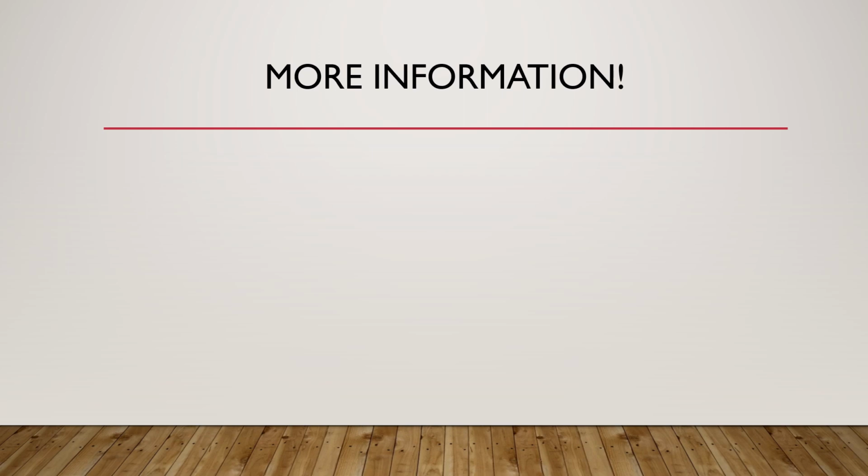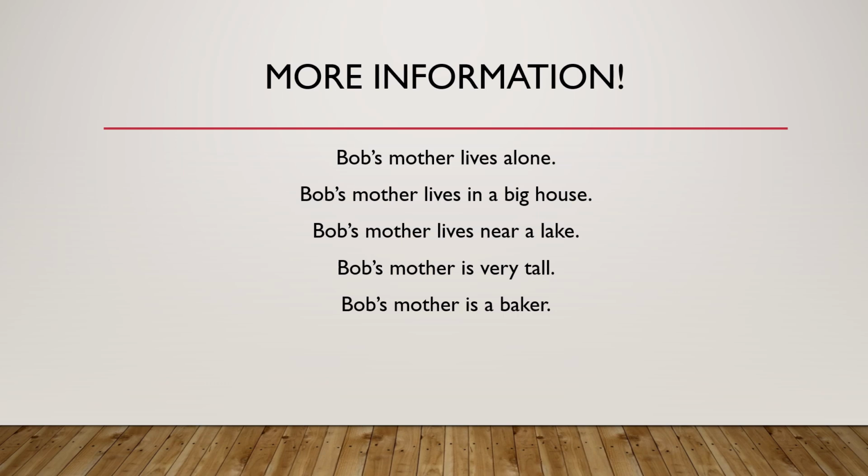Let's look at these sentences. Bob's mother lives alone. Bob's mother lives in a big house. Bob's mother lives near a lake. Bob's mother is very tall. Bob's mother is a baker. First, check the subjects, then check the verbs. If you have the same verbs, you can make one sentence. If you have be verbs with adjectives or be verbs with nouns, it might be possible to make appositives. How can you join these sentences to make one sentence?